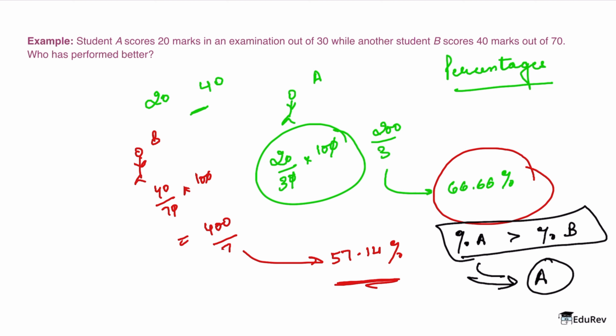Now if any person, any XYZ person who is doing calculations, what he will think is that A is only getting 20 marks and B is getting 40 marks.